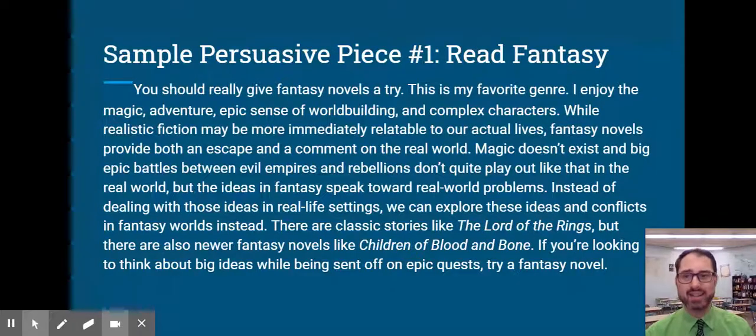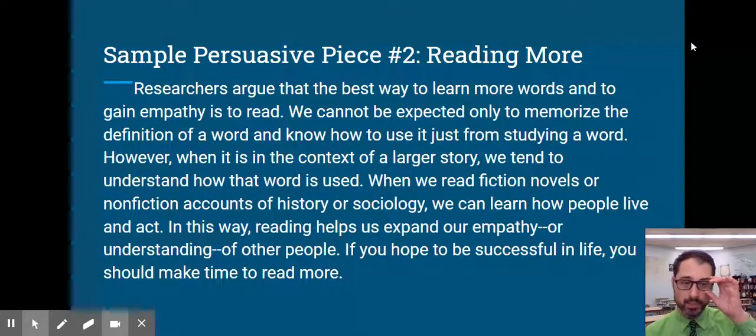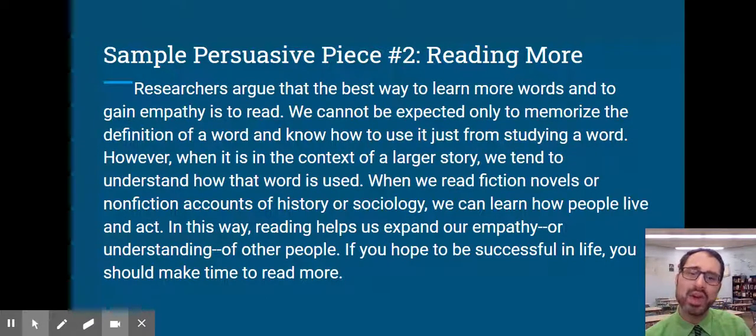Let's take a look at a second example of persuasive writing. Please pause, take a look at this, and then consider what it is that I'm trying to persuade you to do with this short paragraph. When you're done, unpause, and I'll chat again.